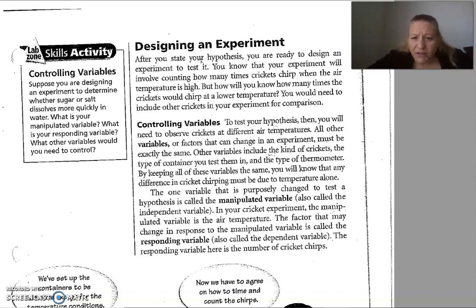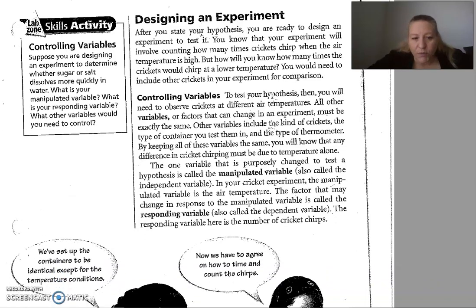The one variable that is purposely changed to test a hypothesis is called the manipulated variable. It is also called the independent variable. In your cricket experiment, the manipulated variable is the air temperature. The factor that may change in response to the manipulated variable is called the responding variable, also called the dependent variable. The responding variable here is the number of cricket chirps.